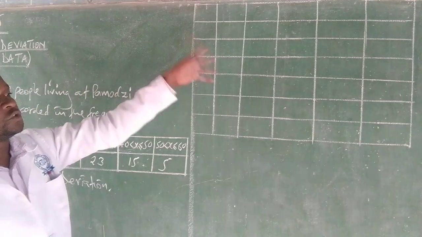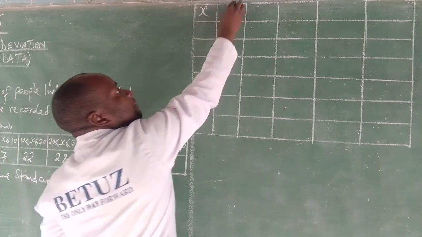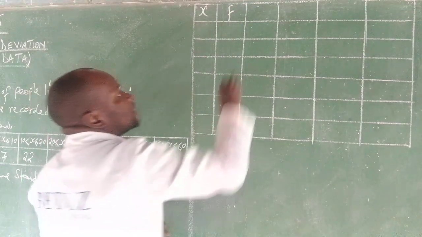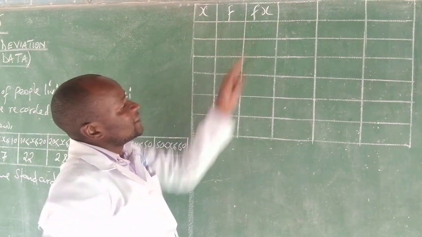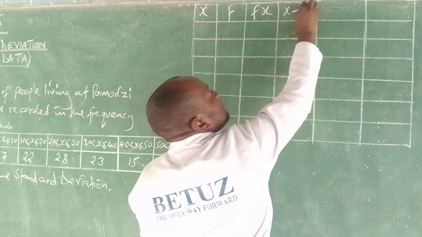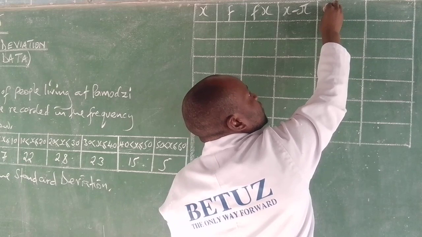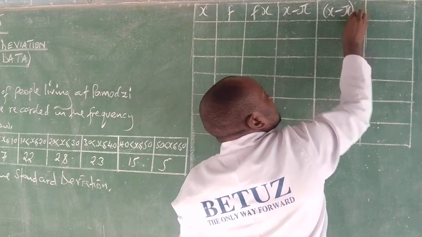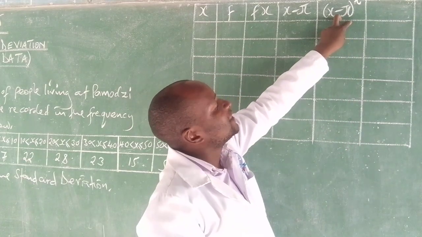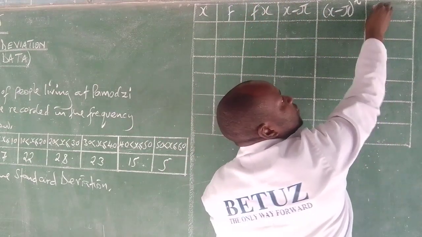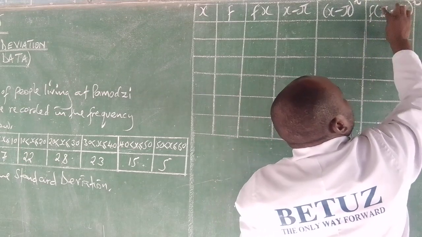So the columns should be 6. In the first column you put X. Second column you put F, or frequency. Third column you put Fx, that is F multiplied by X. The next column you put X minus the mean. In the next column you square it, so then you have X minus the mean squared. In the last column, you multiply the squared part by the frequency, so then you have f times x minus the mean squared.